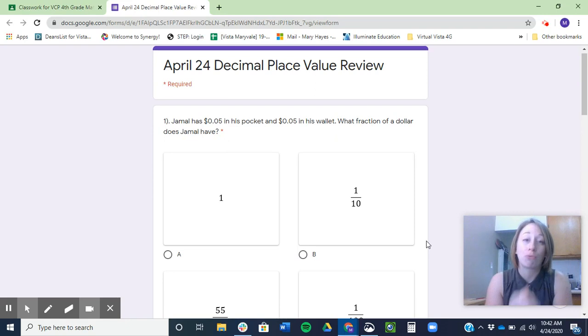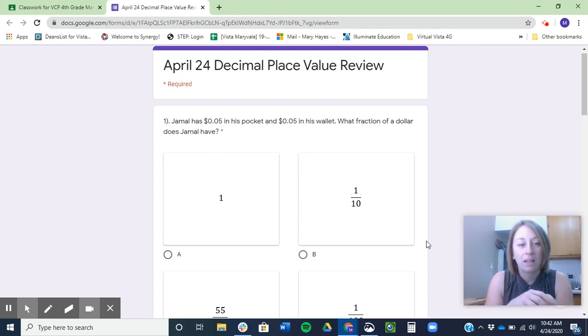Okay, for today's review, we're actually going to continue to talk about equivalence. I noticed on yesterday's quiz, we were a little confused on the last two questions, number 11 and 12, on how we add hundredths and tenths together. So we're going to start off with a story problem. Make sure you have your pen, paper, and pencil, or whatever it is that you need, ready to go and labeled. Let's go ahead and read the first question together.